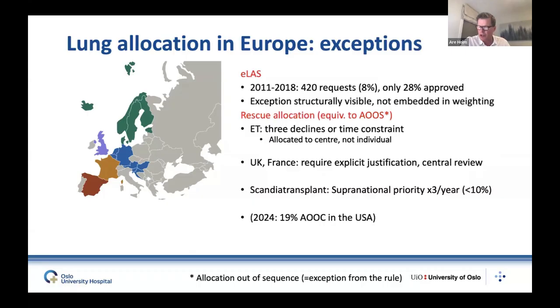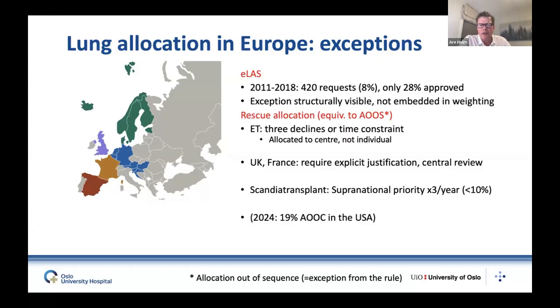How are exceptions treated? Like what Matt talked about, the allocation out of sequence, the exceptions from the rule. There is an exception to the lung allocation score in Eurotransplant, but it's rare. In the period from 2011 to 2018, there were only 420 requests, which is 8% of the total volume. And of these, less than a third were actually approved.